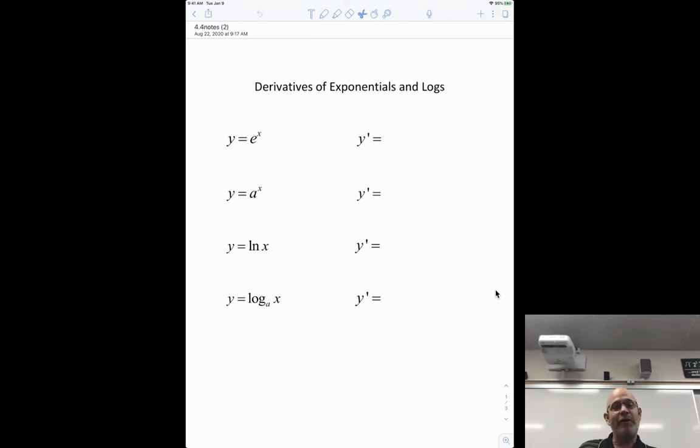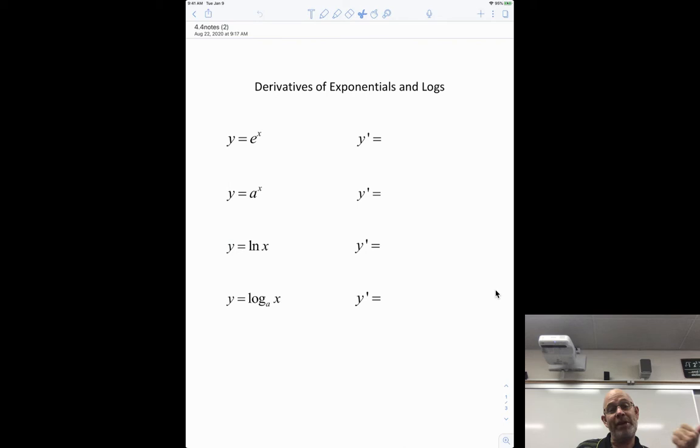Today we do section 4.4. It's the derivatives of the exponentials and logarithms. Normally in this, I would prove all of these to you, but I know you probably don't want to watch a video of me proving things. If I was in class, I'd probably walk you through these a little bit better. Plus, you may have already seen them.